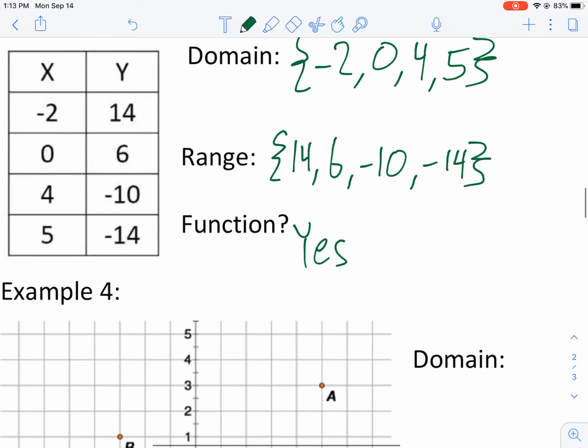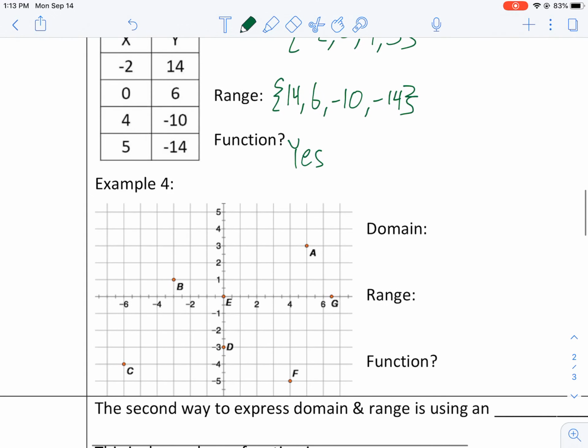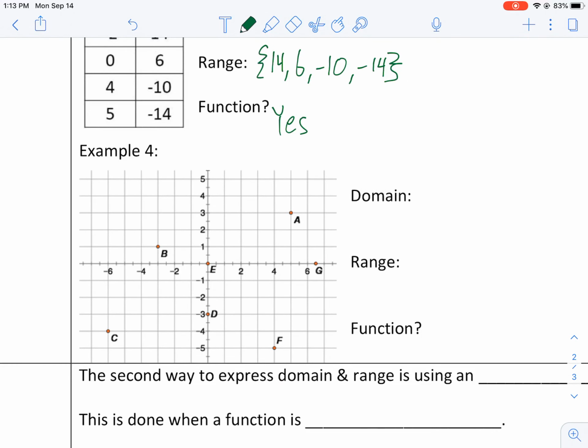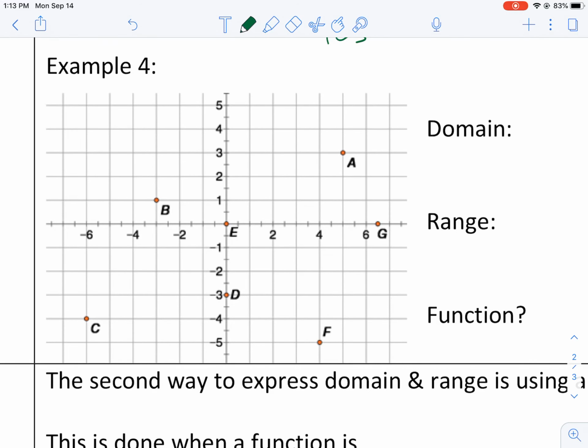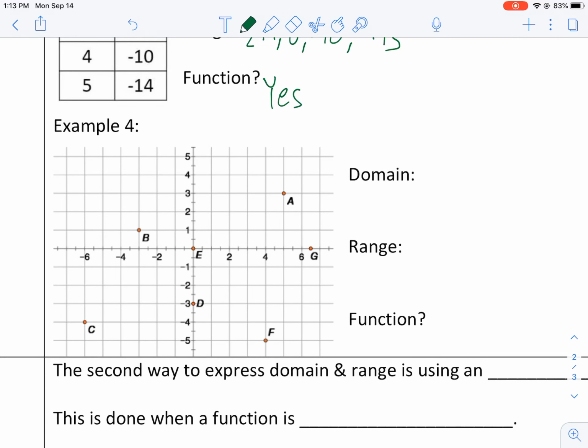All right, example 4. This is another way this could look. We could just have a bunch of points. And this one is a little bit tricky because you don't necessarily know what the numbers are right off the bat. You kind of have to go to each point and look at the numbers. So if we want to list out our domain, remember that's the set of all inputs or X values. And we know in a graph, hopefully, that this is our x-axis. So we want to get all the x coordinates of our points. So we're going to start at C.